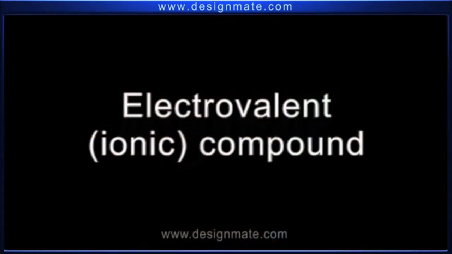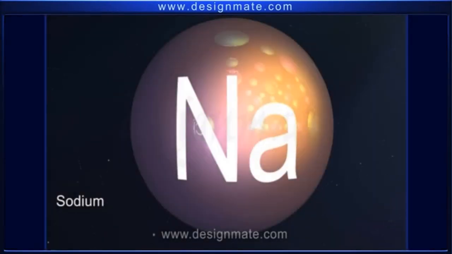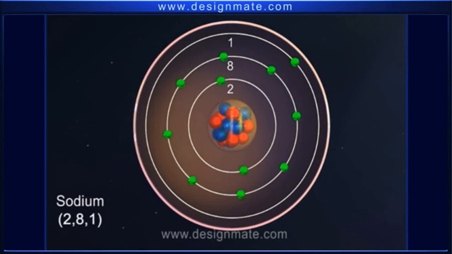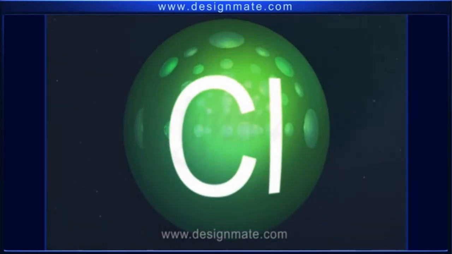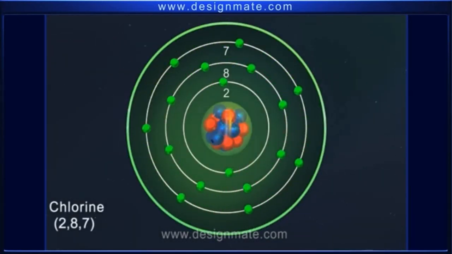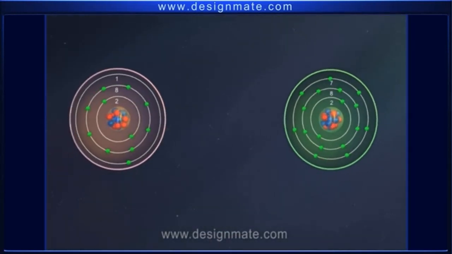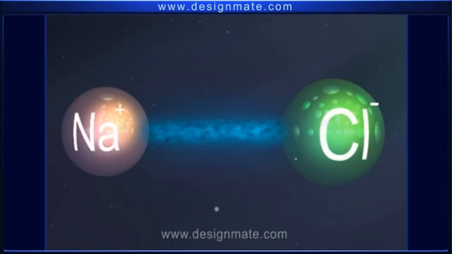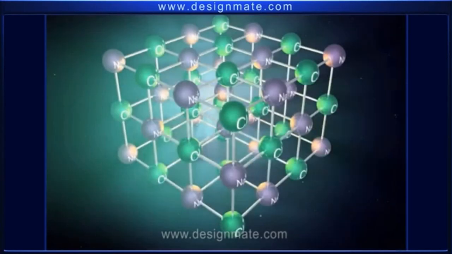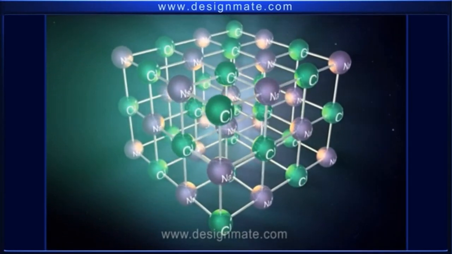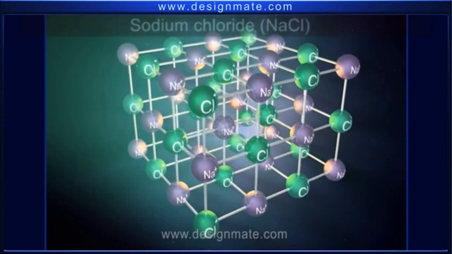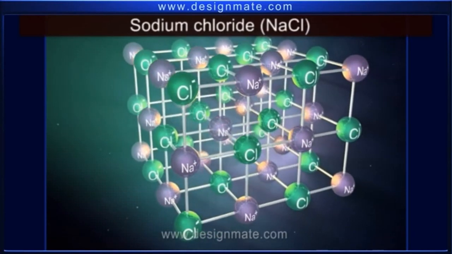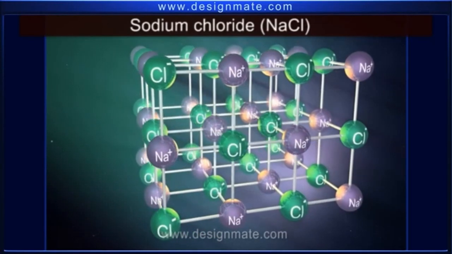Electrovalent or ionic compound. The chemical bond formed between a metallic element like sodium and a non-metallic element like chlorine by the transfer of electrons is called an ionic bond. And the constituent ions bonded together by ionic bonds are called ionic compounds. For example, sodium chloride, NaCl.